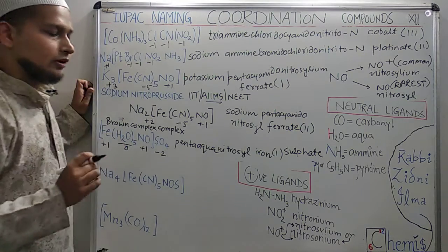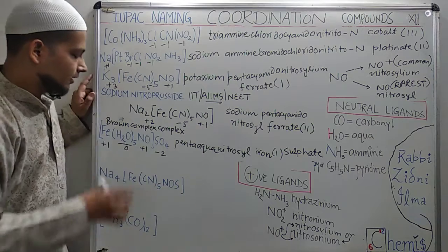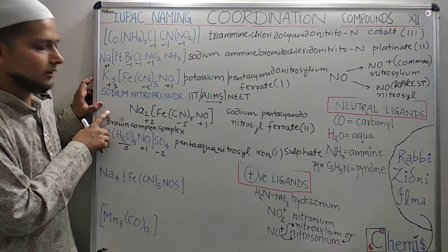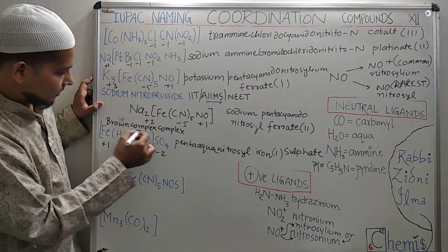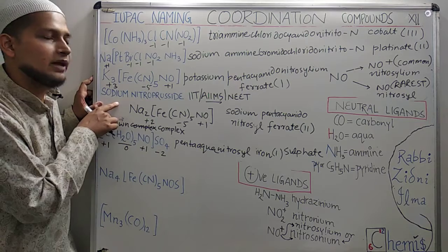The most important question of nomenclature, if you ever study nomenclature, will be the oxidation states and the nomenclature of the brown ring complex. I have written brown complex, it is the brown ring complex, and sodium nitroprusside.